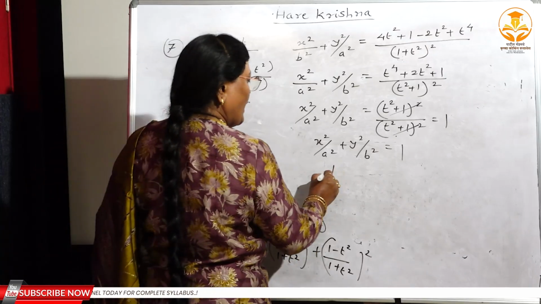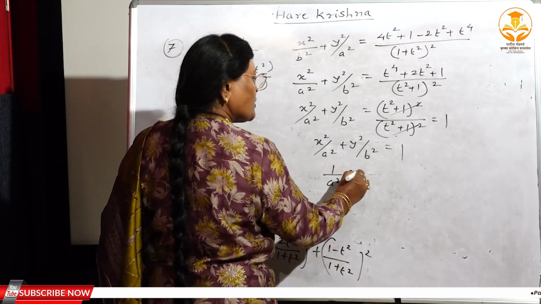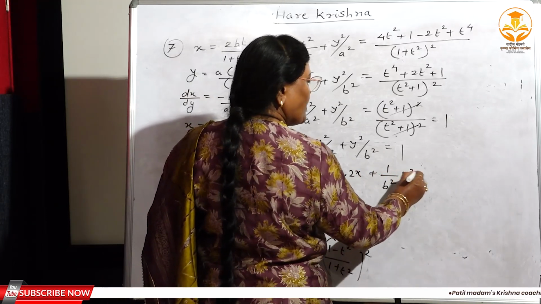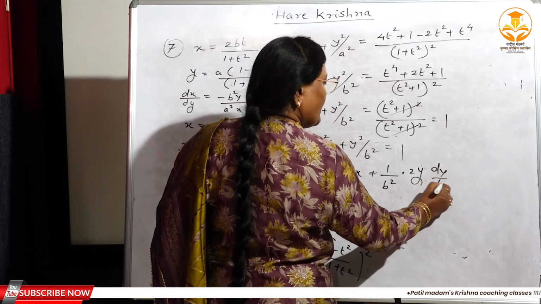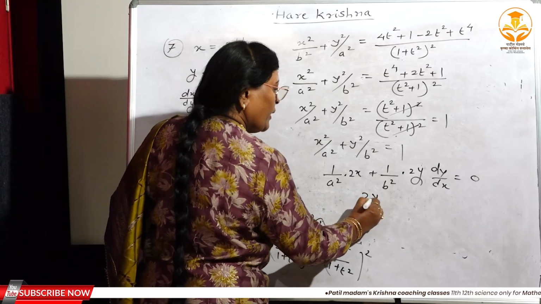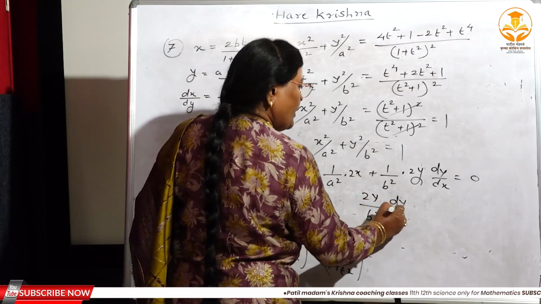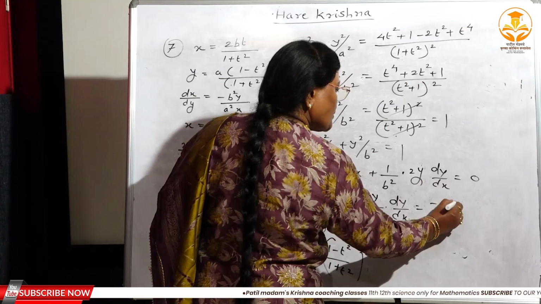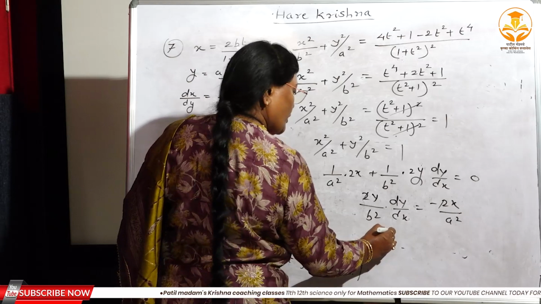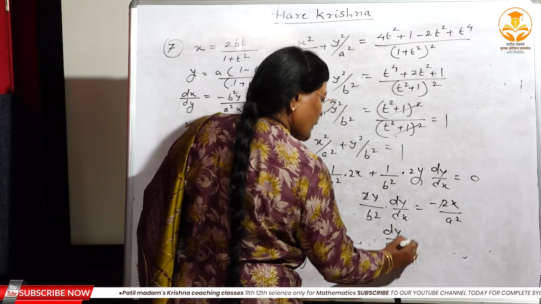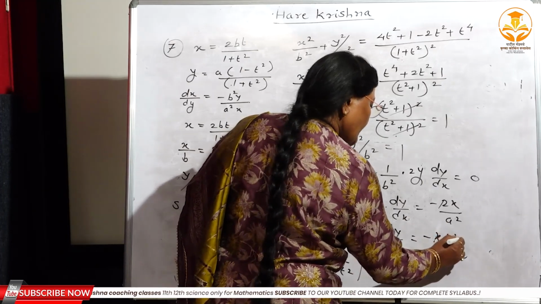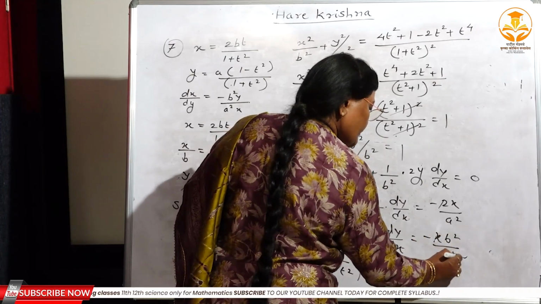See here, 1/a² remains as it is. The derivative of x² is 2x. 1/b² remains as it is. The derivative of y² is 2y dy/dx, and the derivative of 1 is equal to 0. Therefore, (2y/b²) dy/dx equals −2x/a². Again, 2 gets cancelled. Here you have dy/dx equal to −xb²/(a²), isn't it?